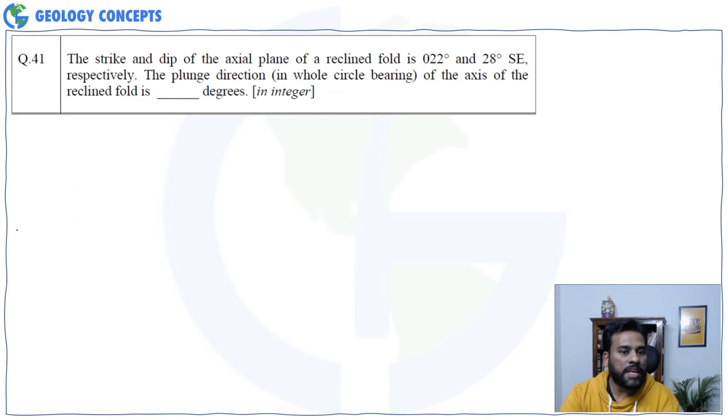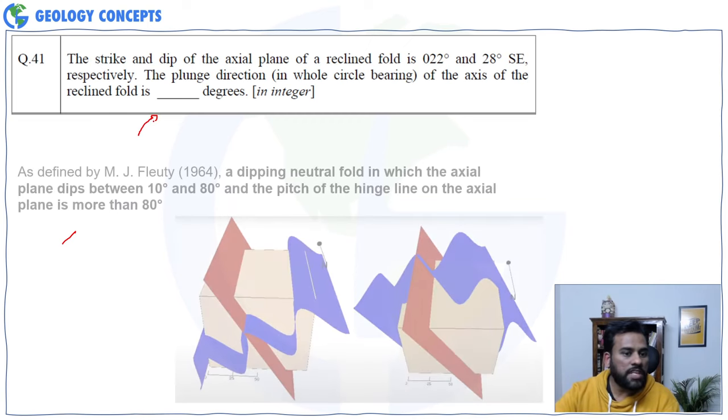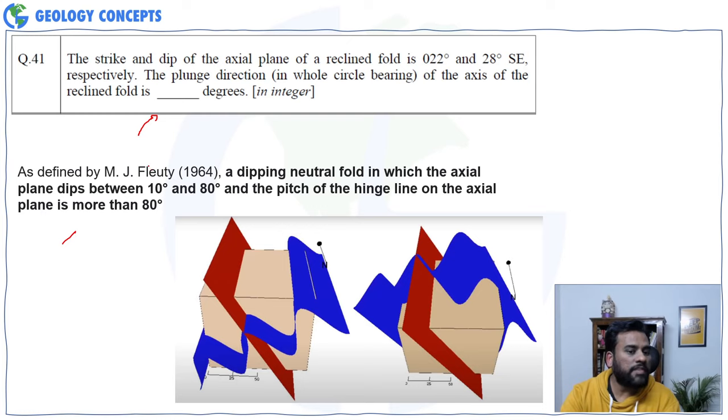41, here the strike and dip of the axial plane of a reclined fold is 22 degrees and 28 degrees southeast respectively. So 22 degrees is the direction and 28 degrees is the dip. The plunge direction of the axis of the reclined fold is what you have to tell. Okay, so if you see here, the definition given by Fluety of a reclined fold is that the plane dips between 10 and 80 degrees. So obviously the dip is 28, so it is between 10 and 80.